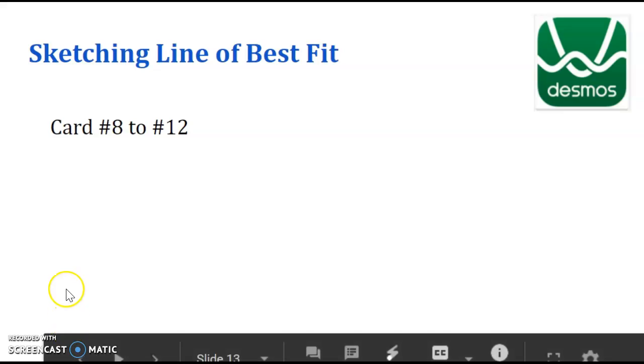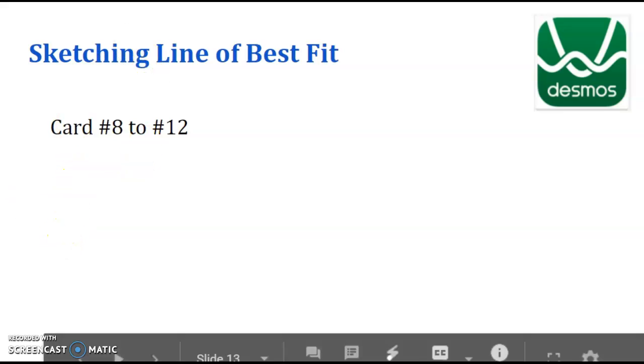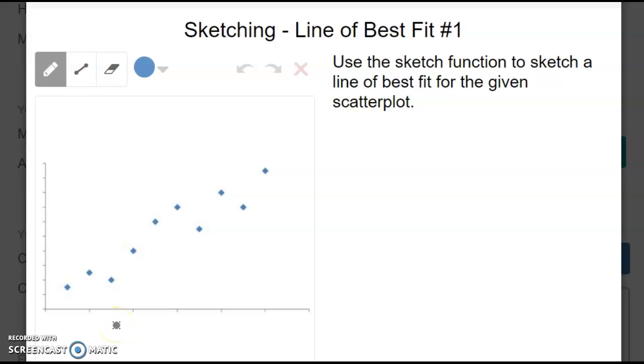So now I'm going to ask you to pause the video and complete card number 8 to 14 of the decimals. So card number 8, this is where you get to sketch the line of best fit. Use the sketch function to sketch a line of best fit for the given scatter plot.